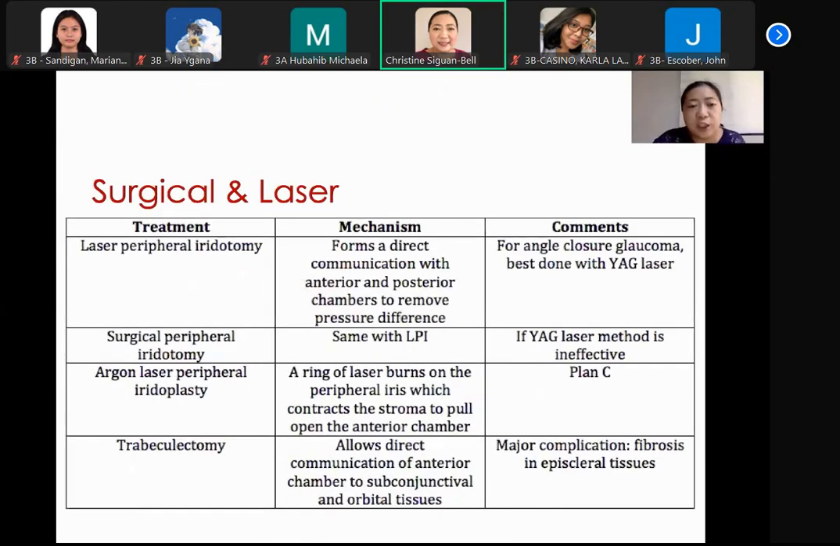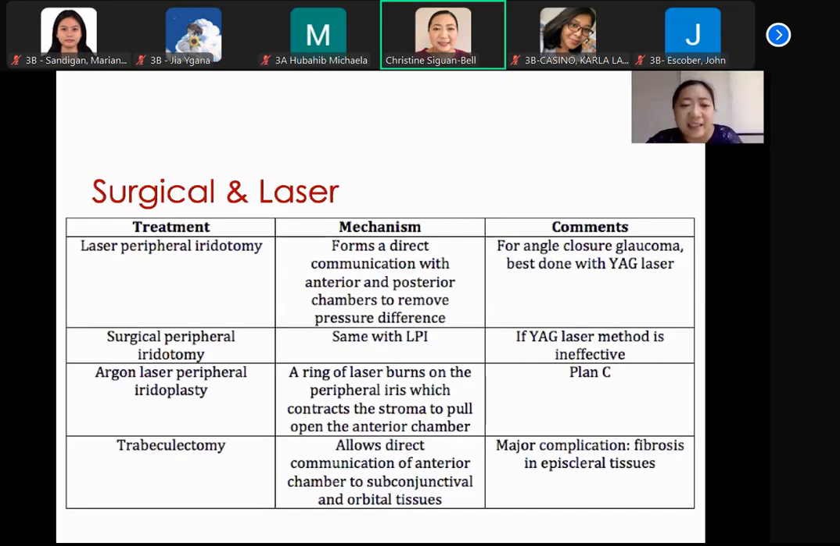Now let's go to the surgical and laser procedures that are performed in glaucoma patients. For patients with acute angle closure glaucoma that need an alternative pathway for aqueous fluid to flow, the treatment of choice is laser peripheral iridotomy. A laser beam is directed towards the iris to create a small hole where the fluid can pass through.